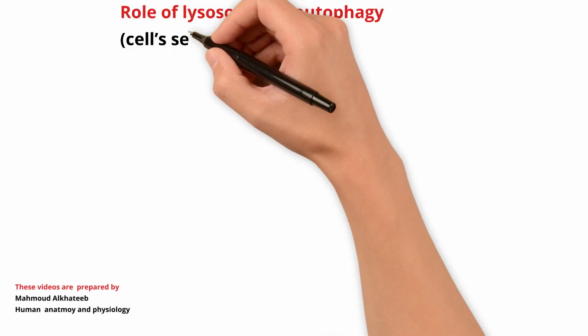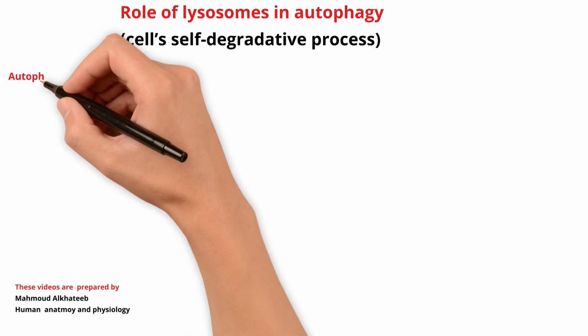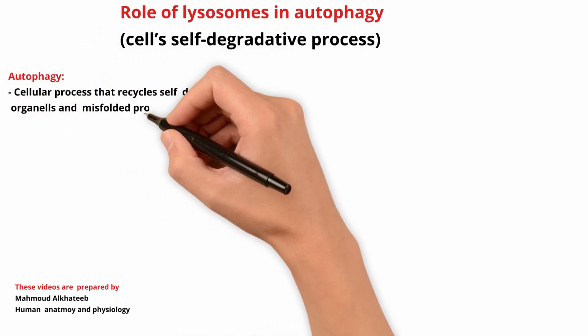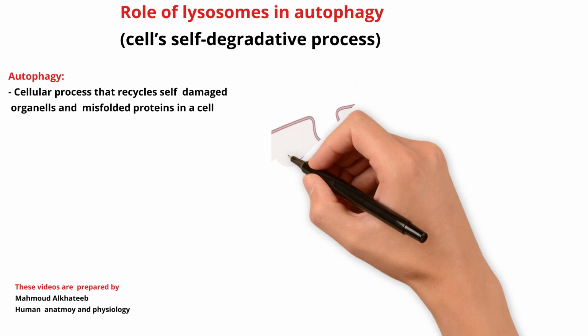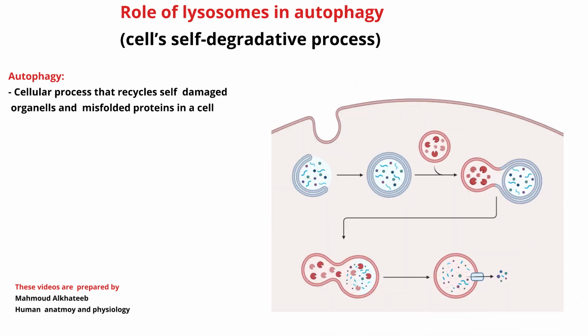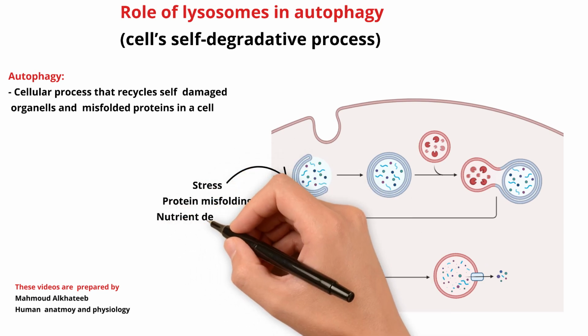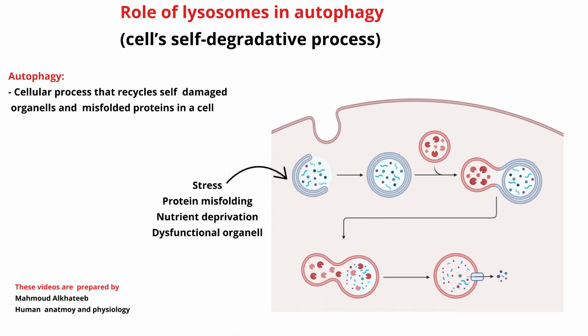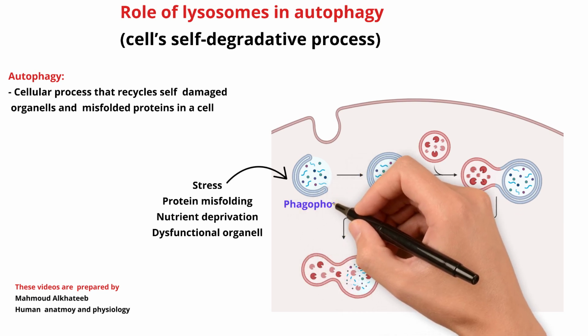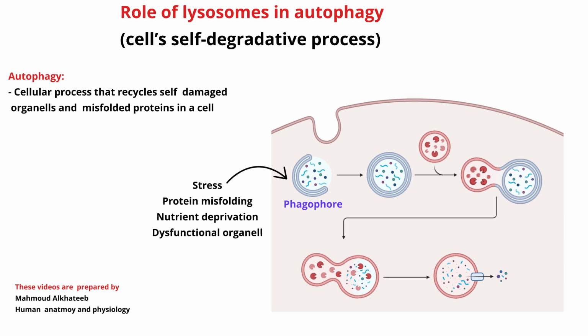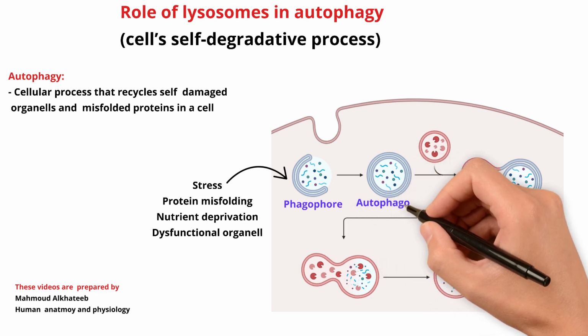Finally, lysosomes play a fundamental role in autophagy, the cell's self-degradative process that removes damaged organelles, misfolded proteins, and other unnecessary components to maintain cellular health. Autophagy is triggered when the cell senses stress, misfolded proteins, nutrient deprivation, or dysfunctional organelles. Hence, the cell initiates the formation of a membrane structure called a phagophore. This phagophore gradually expands to encircle the targeted material, forming a double-membraned autophagosome.